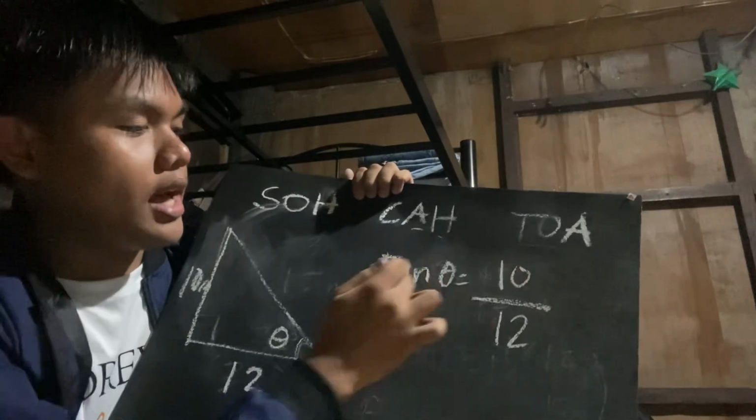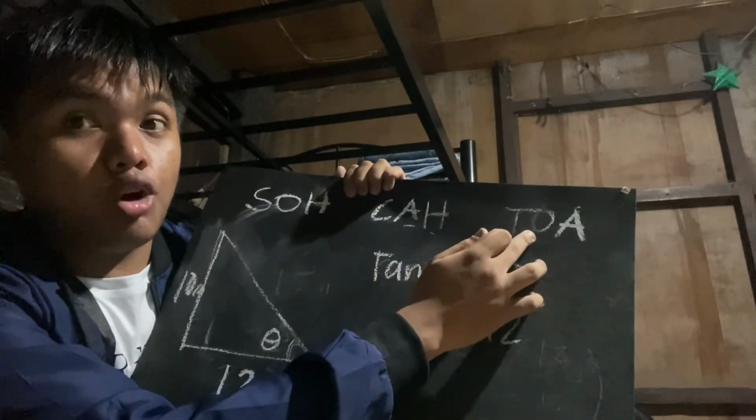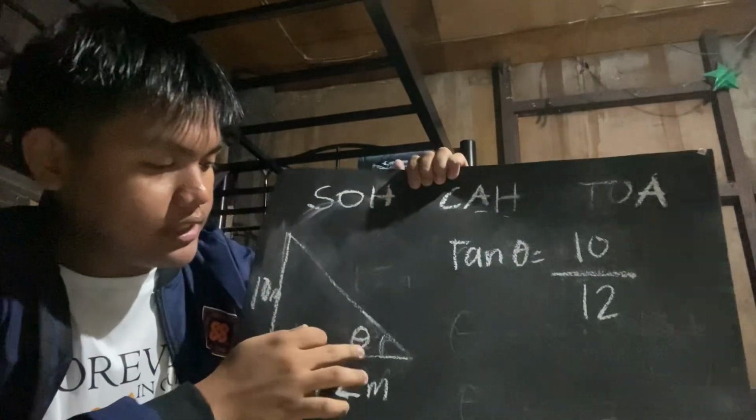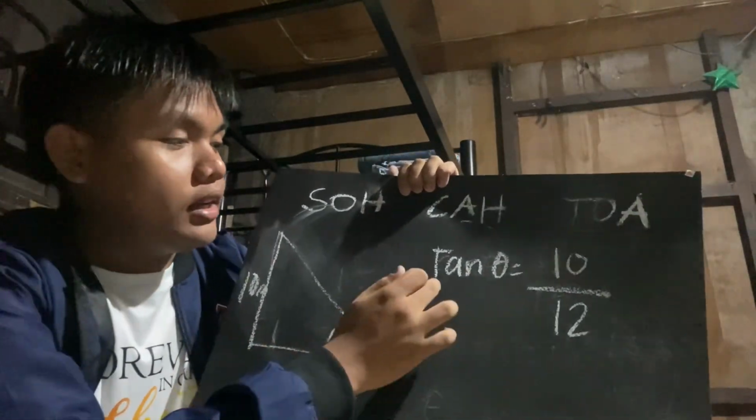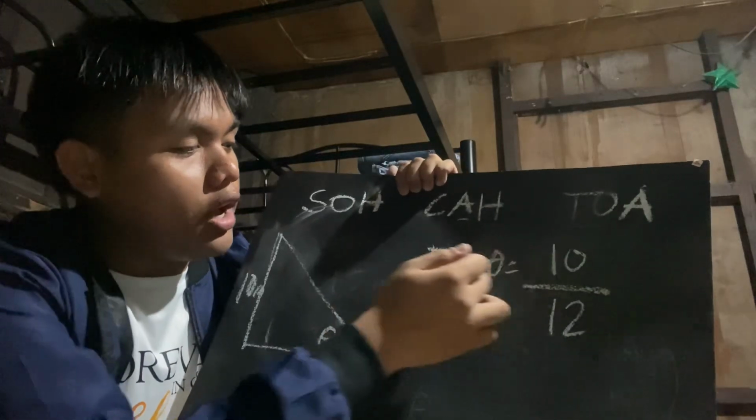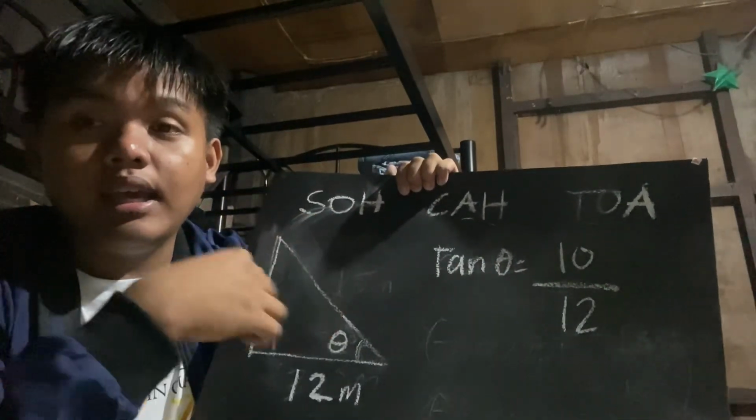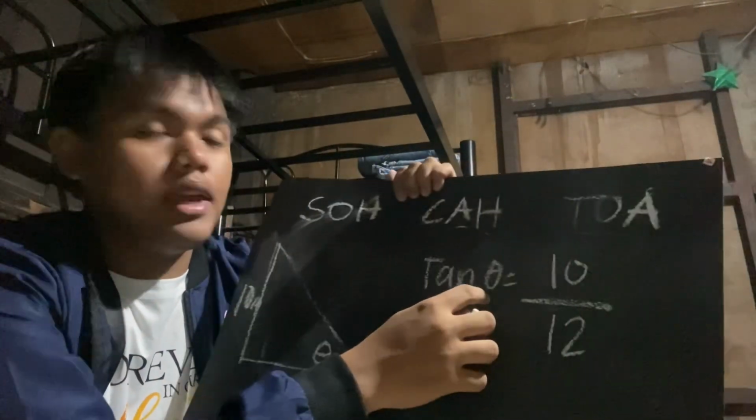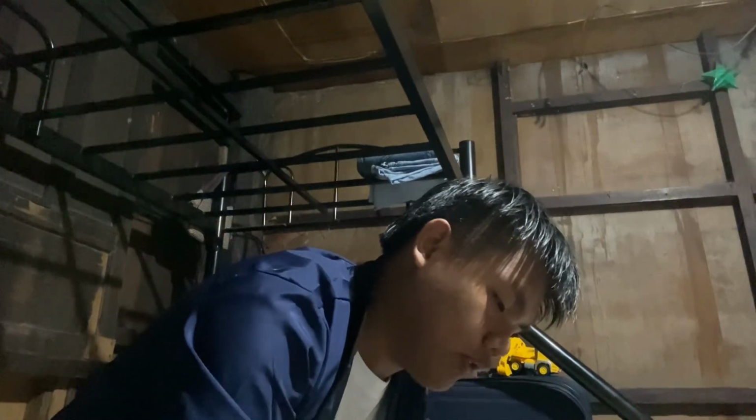TOA. Tan theta is equal to opposite over adjacent. The opposite of the angle is 10 and the adjacent of this angle is 12. Now, as I said, don't divide both sides by tan. Instead, use the inverse tan, to leave theta on its own. So using inverse tan, theta is equal to inverse tan, or tan raised to negative 1, of 10 over 12.